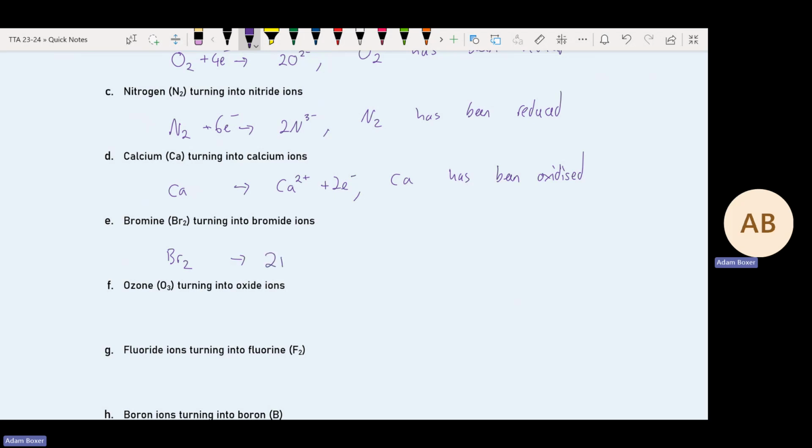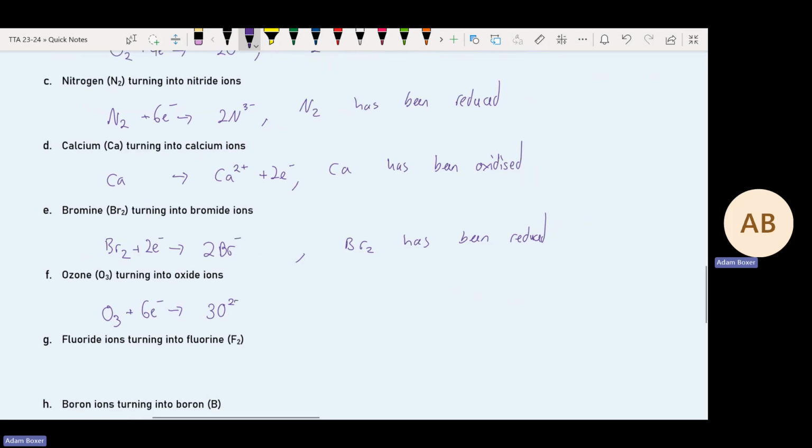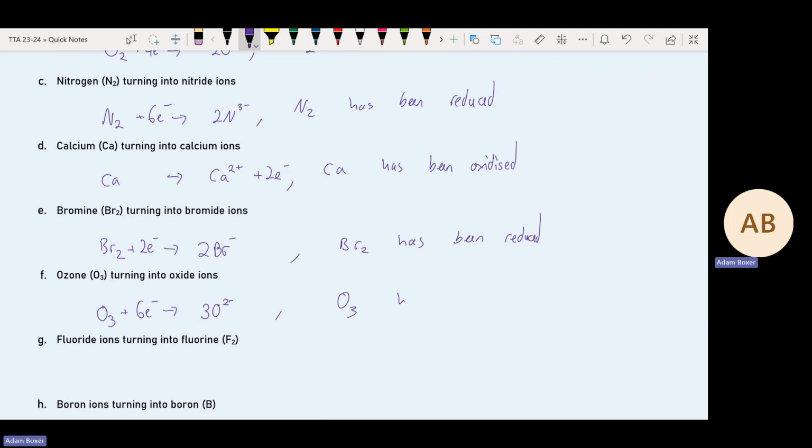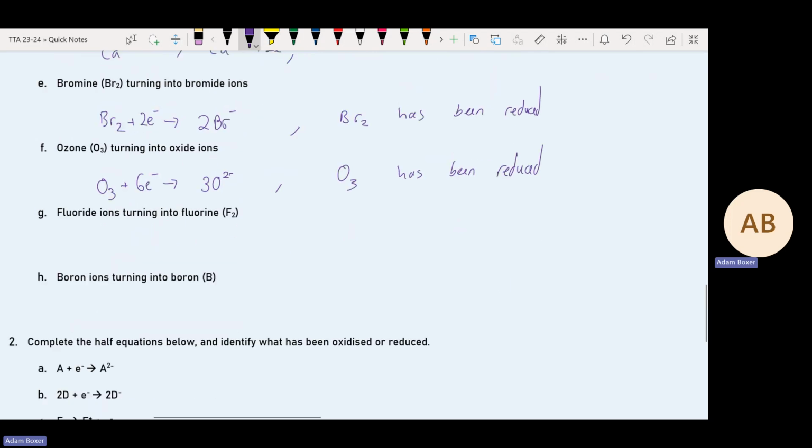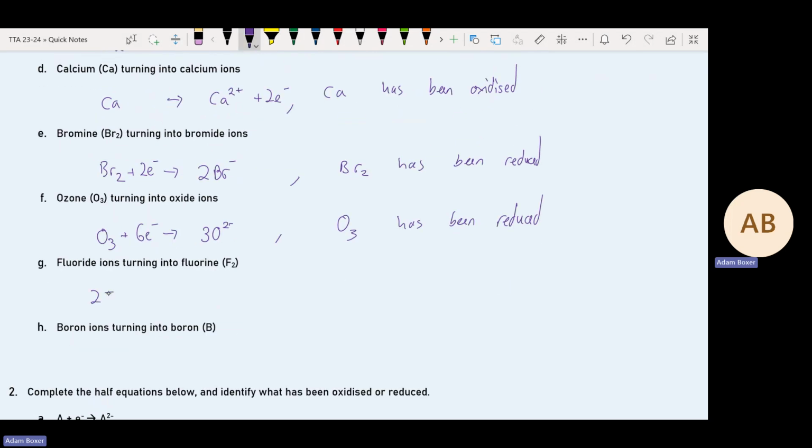Br2 turns into 2Br minus. Br2 has been reduced. Ozone is O3, turning into 3O2 minuses. We're going to have, again, 6 e minuses over there. And I would say O3 has been reduced. We're a bit top heavy on the reduction at the moment. It's not a problem. Fluoride ions, I've got 2F minus turning into F2. My 2 e minuses are going to have to be there.